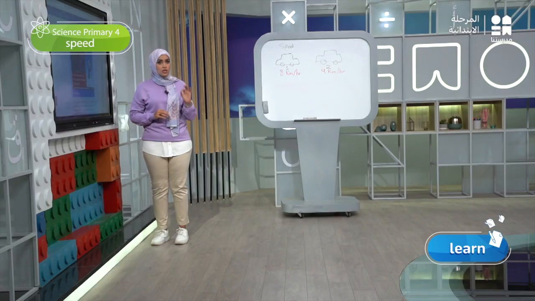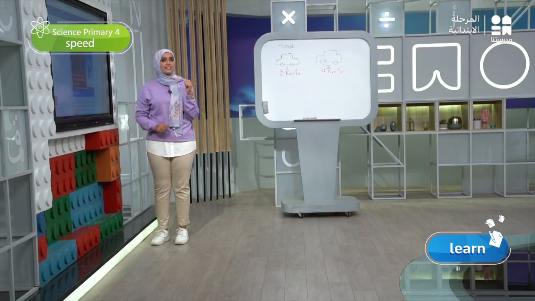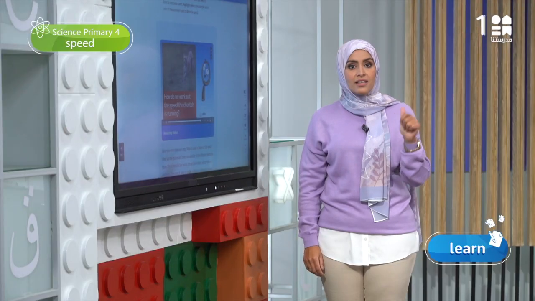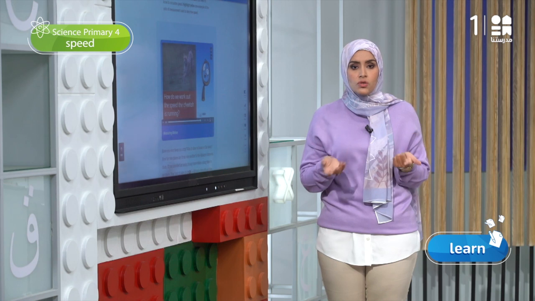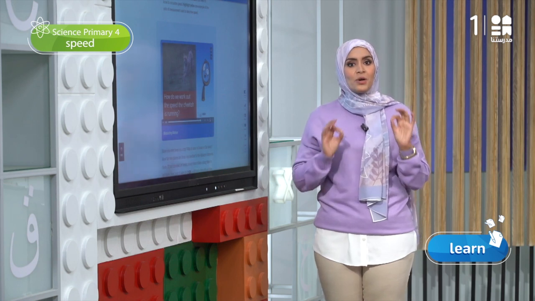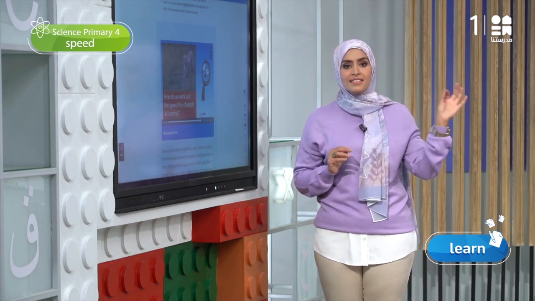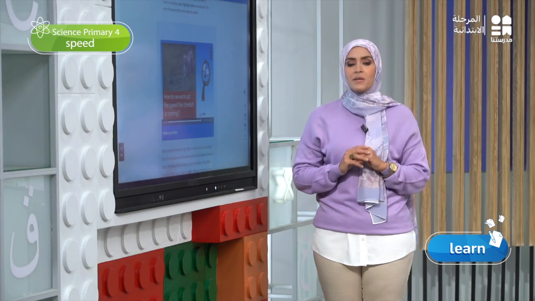Now, let's think. How can we calculate the cheetah's speed? Yes, now I'm sure all of you know how to do it. First, we should have the distance that the cheetah traveled, then the time it took to travel this distance. So what should we do in this case? Very good. We will divide the distance by the time to find out the speed.